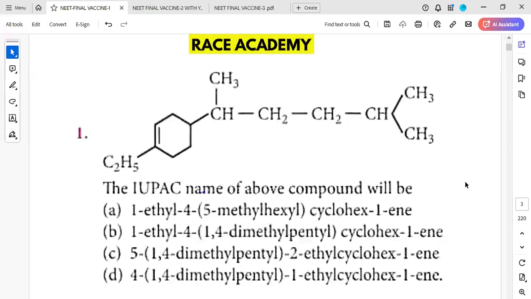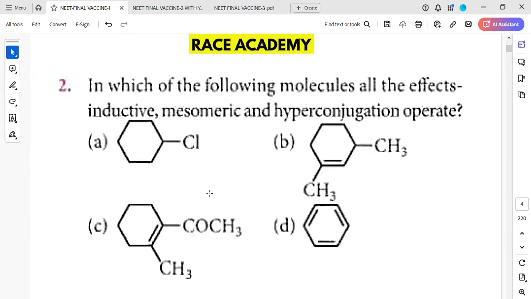So now you can observe what is the exact structure given to you. The structure is given, and the correct name for the structure among the options is the second option. The second option is the right option for this question. Let us see the second question.